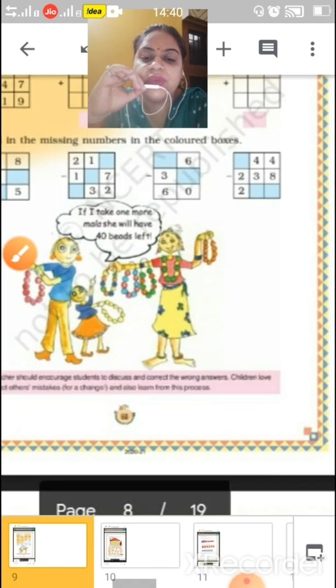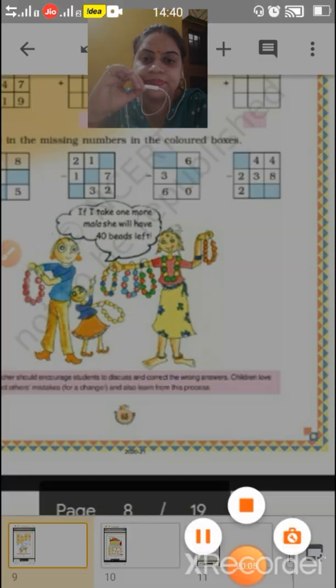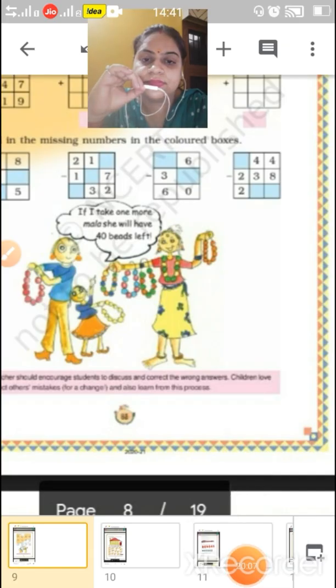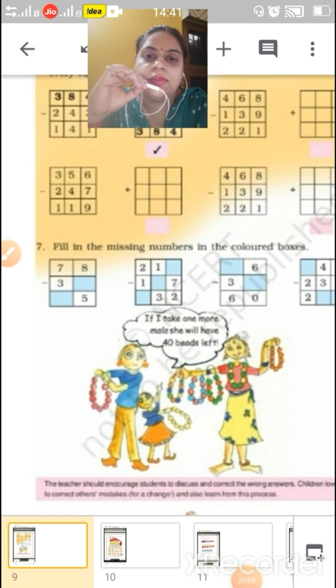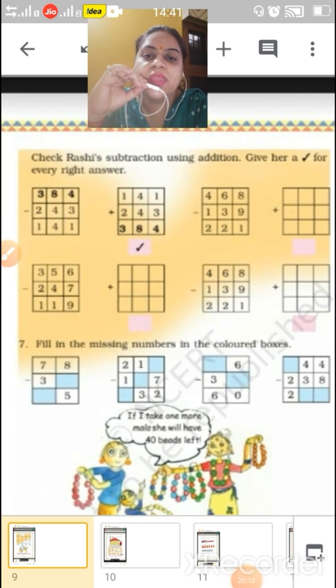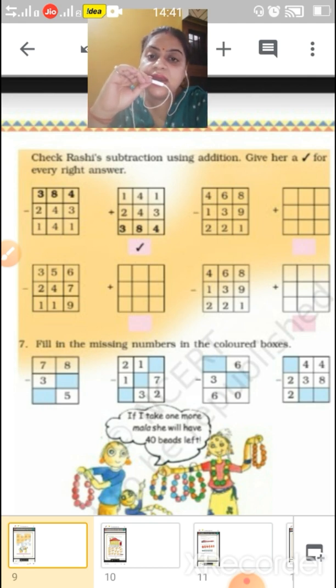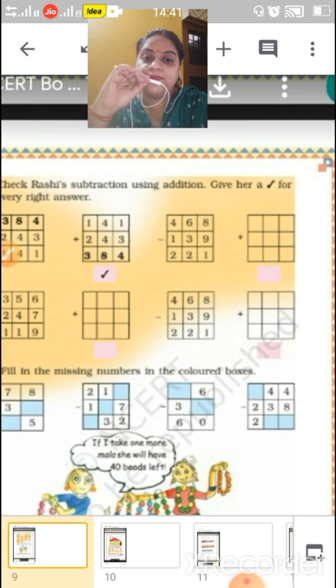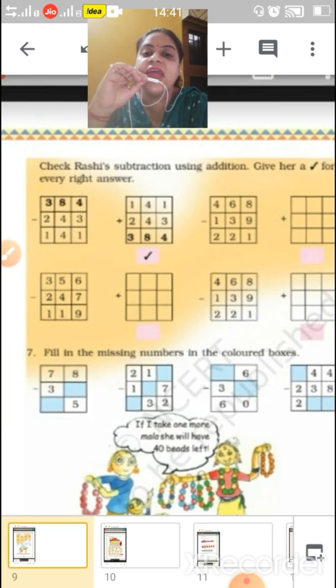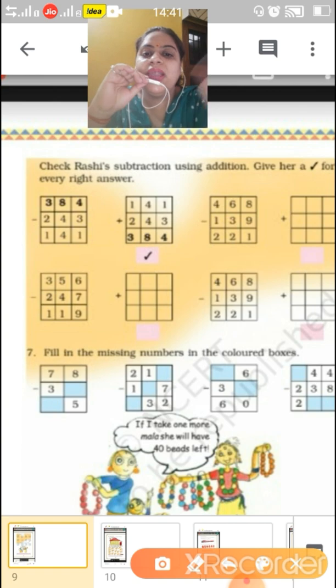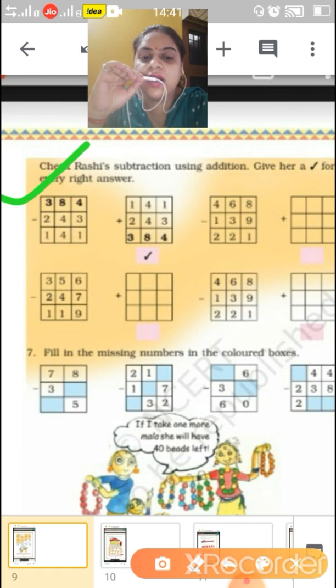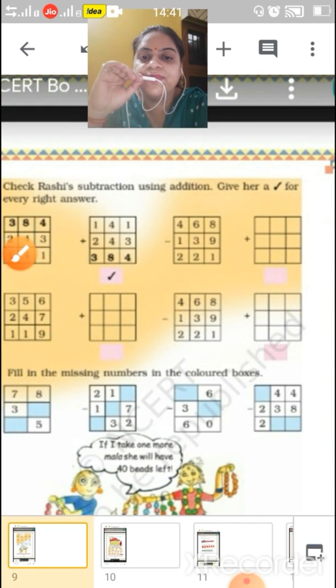Now come to next. I hope it is clear to you. This I will do one for you, then the rest is your homework. Okay, you have to use addition. Now let's see how they are doing. One example they have done for you. Now we are coming to our second one.